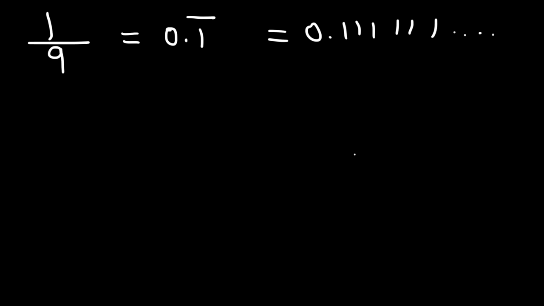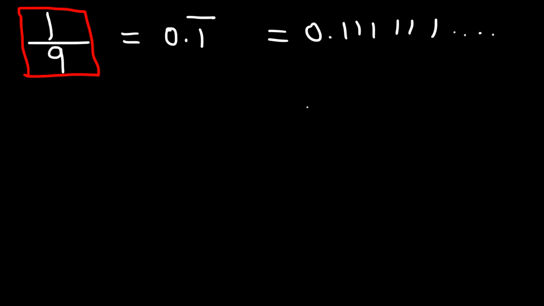Now let's talk about fractions that contain 9 in the denominator. These types of fractions lead to repeating decimals. 1 over 9 is basically 0.1 repeated. And so that's 0.11111, and that just goes on forever. And if you do long division on 1 over 9, you'll see that the 1 will keep repeating.